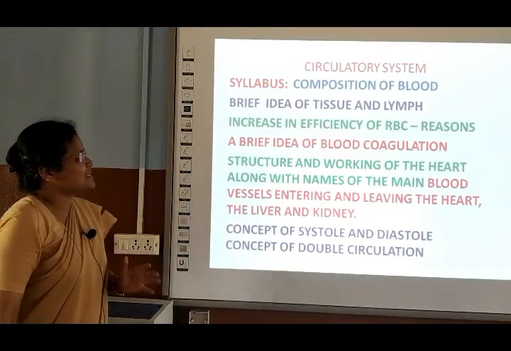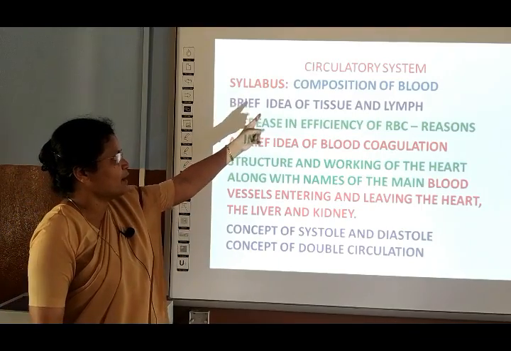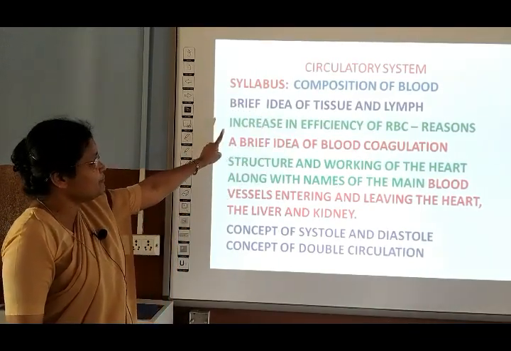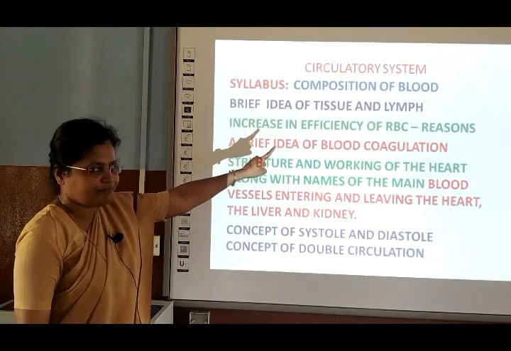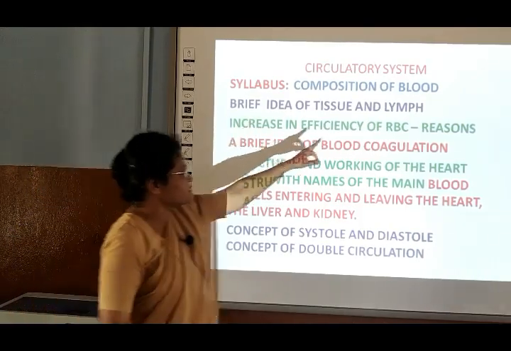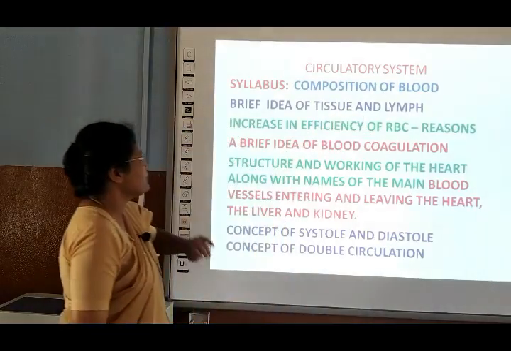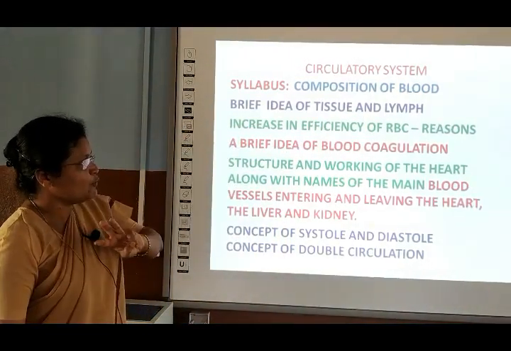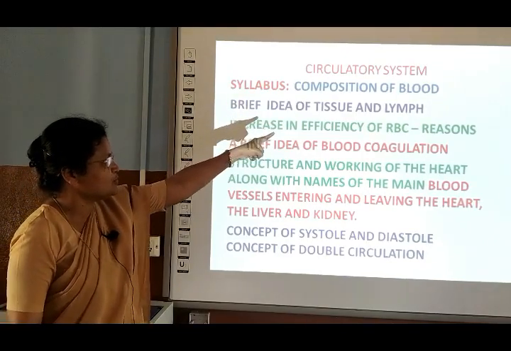So what does the syllabus tell you? The syllabus tells you about the composition of blood. I will be dealing with that. Then you have a brief idea of tissue fluid and lymph. There are 3 principal types of fluid in the body, that is your blood, tissue fluid and lymph.